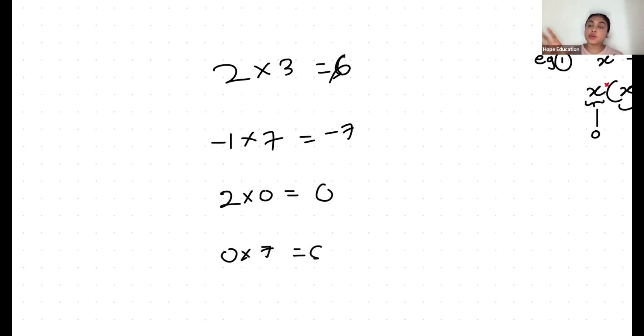But for us to get an answer of 0, that means one of the numbers being multiplied must be 0. Now, let's say two numbers are being multiplied and the answer is 0, then one of them must be 0. Did you all understand that?